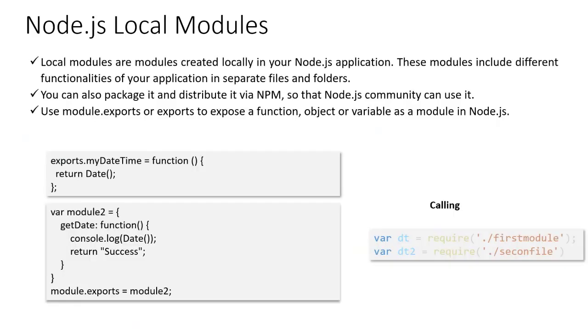Local modules, I already told, right? Whatever different functionality we are developing on our end, you can create as a module, which is nothing but a separate file with one function or multiple functions. You can see the image in the middle: exports.myDateTime equals a function that returns the date. That's one inside the module.